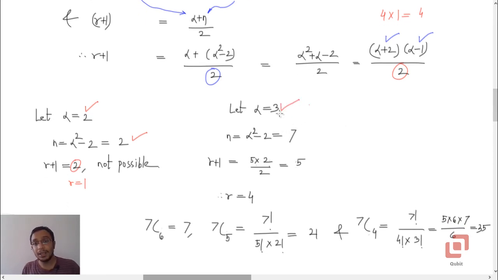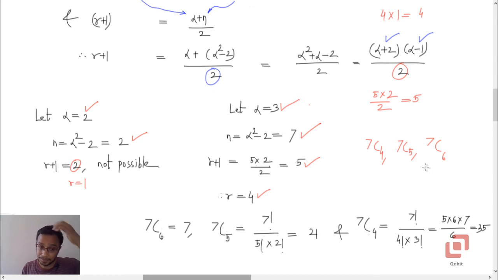Now if we take alpha to be 3, what is n? Alpha squared minus 2, 9 minus 2, 7. And what is r plus 1? If n is 7, then r plus 1 would be alpha plus 2, so 3 plus 2, 5, into alpha minus 1, 3 minus 1 is 2, and then divided by 2, so that will be 5. But this is r plus 1's value, so r's value is 4. So r plus 1 is 5, and r plus 2 is 6. We now need to check whether 7C4, 7C5 and 7C6 are in AP.